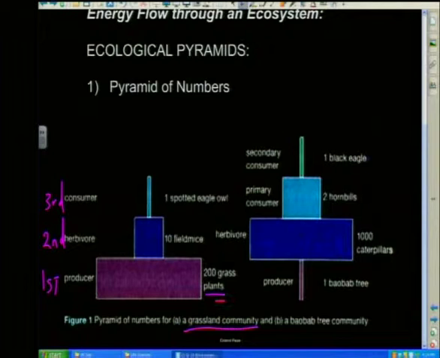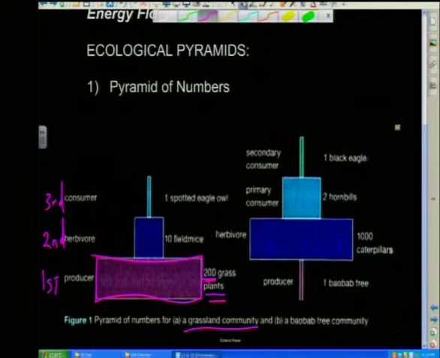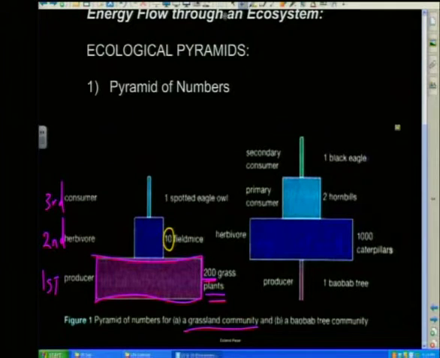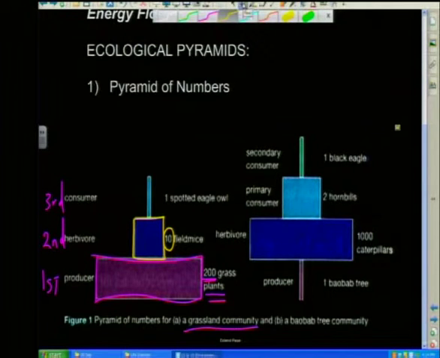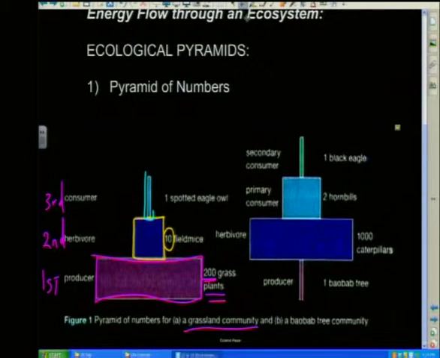So we have plants as usual, and these are 200 grass plants. And hence, the length of this line indicates the number of organisms. On the second trophic level, we have 10 field mice. And the length of this bar on that pyramid represents the number of individuals. Right on the top, on the third trophic level, we've got a narrower bar, and that refers to a single spotted owl. I will show you illustrations of spotted owls.